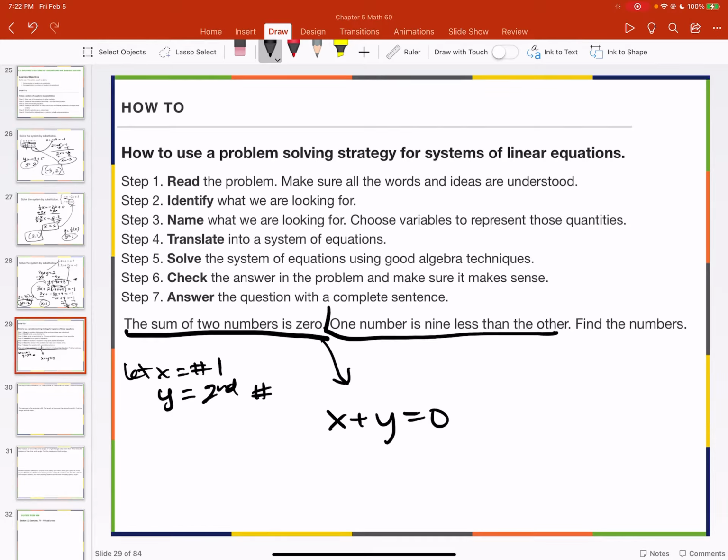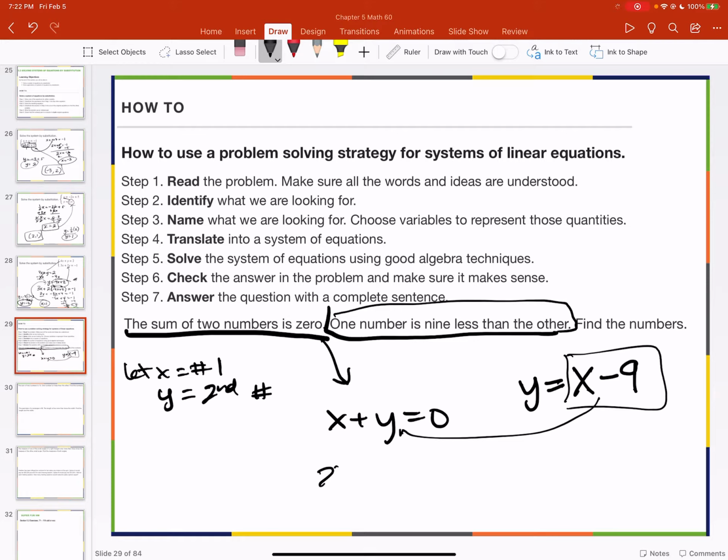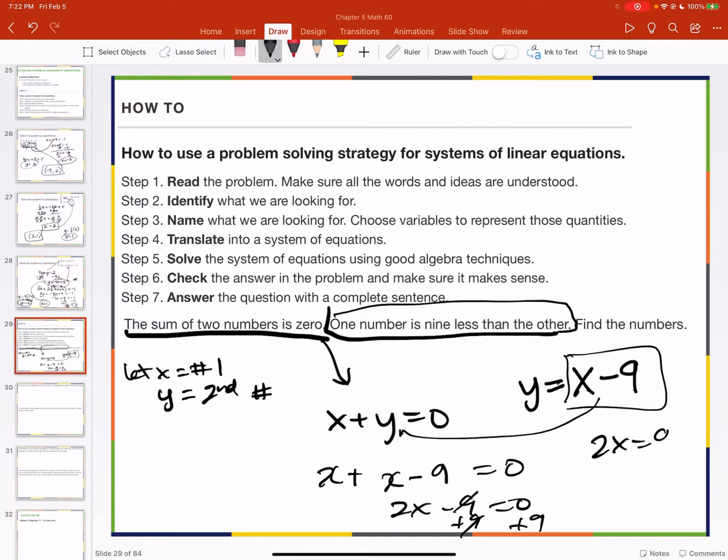Then one number is 9 less than the other. So y is 9 less than the other, which is x. Then find the numbers. So you can see we can substitute x minus 9 for y. So you get x plus x minus 9 equals 0. 2x minus 9 is equal to 0; add 9 to both sides. 2x is equal to 9. And then you get x is equal to 4.5, or 9 halves.